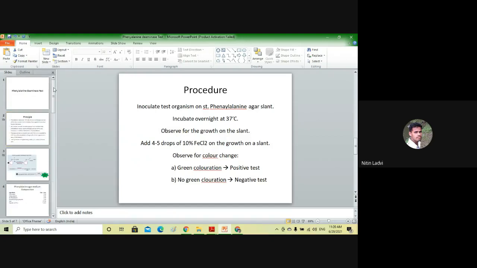I have just read some extra referencing on the overall capability of producing the enzyme phenylalanine deaminase. I'm asking if you have any doubt or query, you can ask, and after that I will be sharing that. So we are dealing with the questions and answers first, and then I will share that extra information with you all. Do you have any doubt or query?